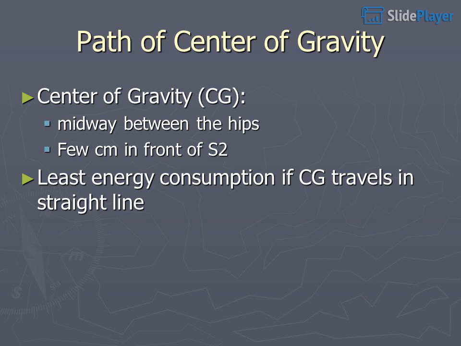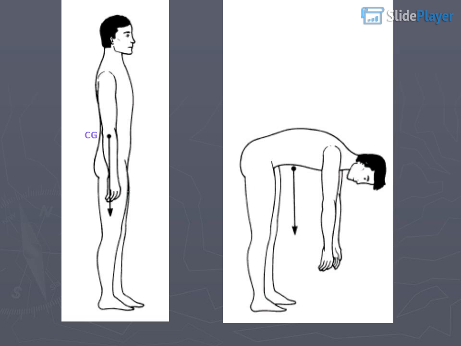Path of center of gravity. The center of gravity, CG, is midway between the hips, in front of S2. Least energy is consumed if the CG travels in a straight line.